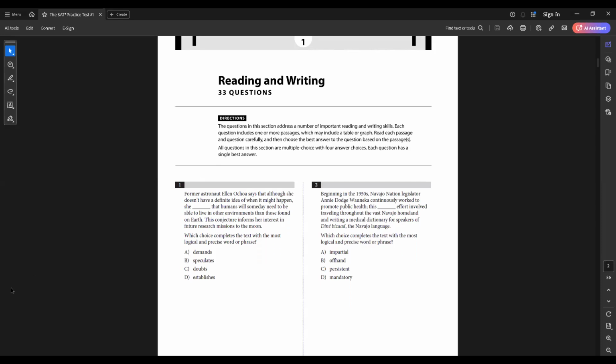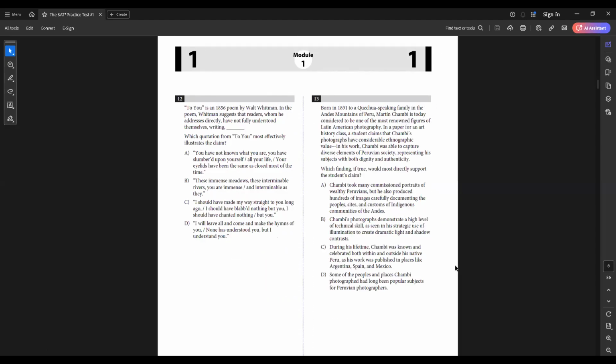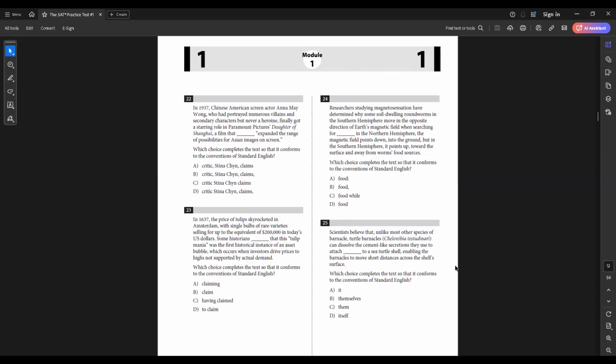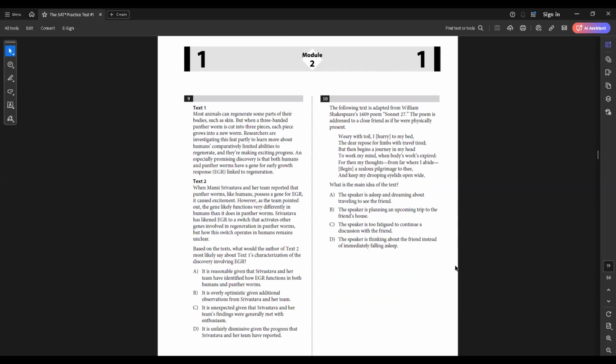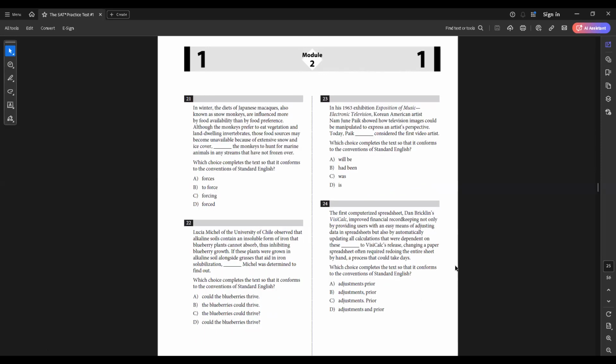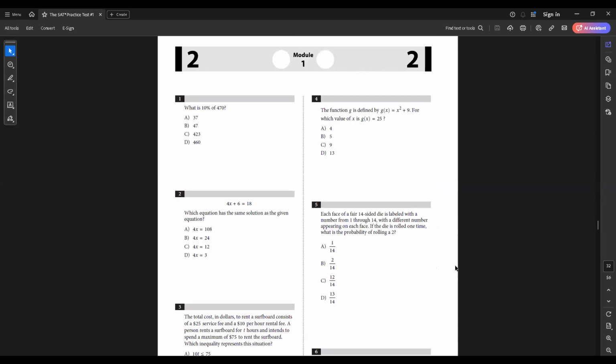As you see, this is one module with 33 questions, and then you have the second module also for reading and writing. As you can see, all the questions are multiple choice questions. Module 1, then you have module 2, where again you have 33 questions, same question type, nothing new, all about your language skills. Then when it comes to maths, you have 27 questions. I'll talk about maths also, but I'm talking about the question types. You have multiple choice questions in maths as well.